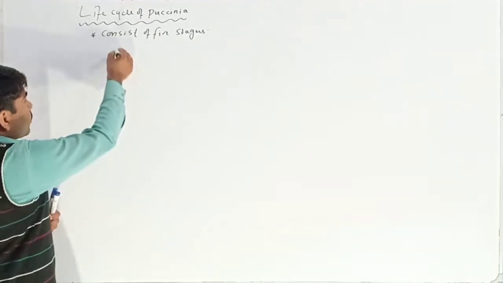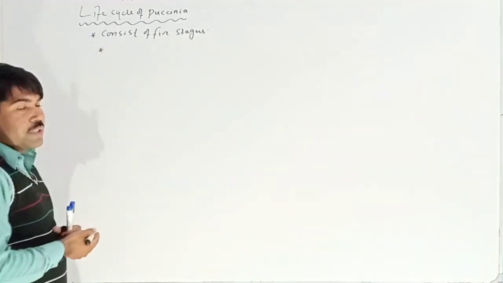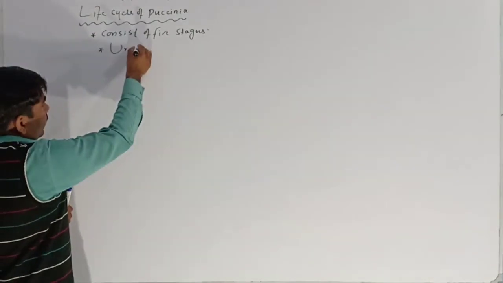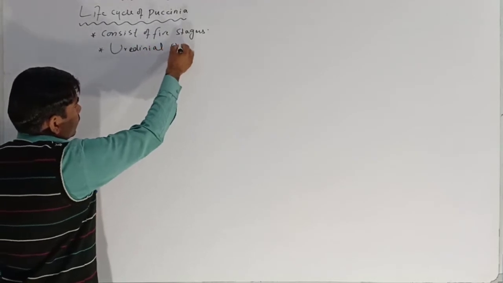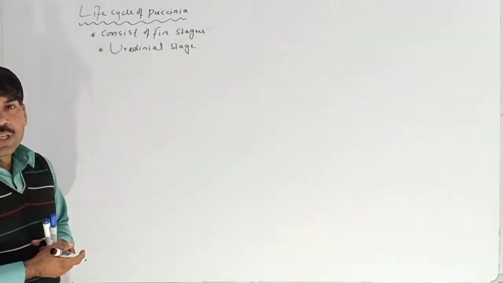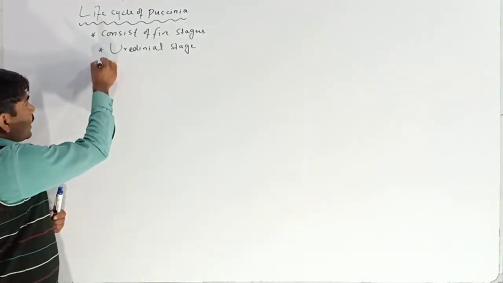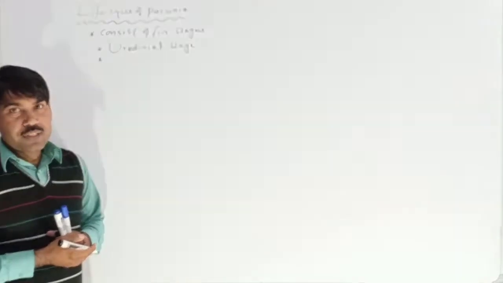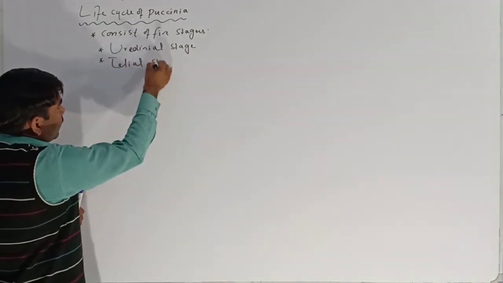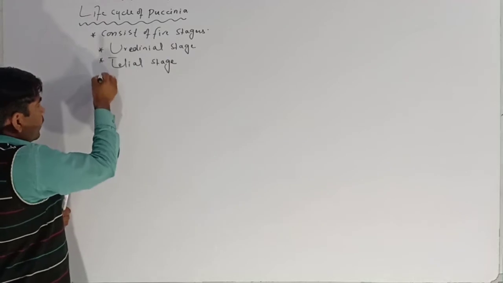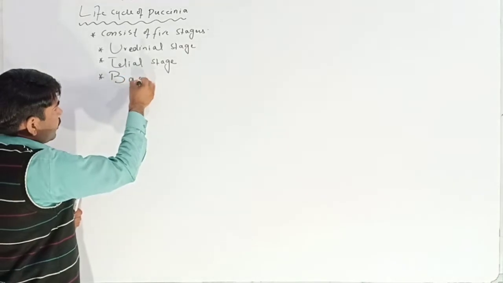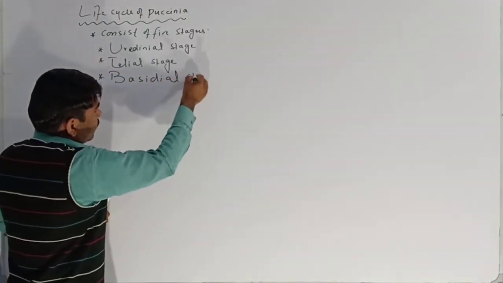Firstly we have to write what are actually the stages which are involved in the life cycle of puccinia. So the first stage in the life cycle of puccinia is known as the uridineal stage. Uridineal stage is the first stage involved in the life cycle of puccinia. The second stage is known as the thallial stage. The third stage is known as the basidial stage.